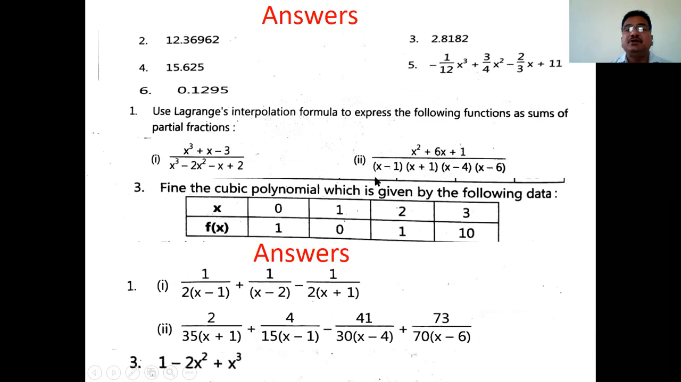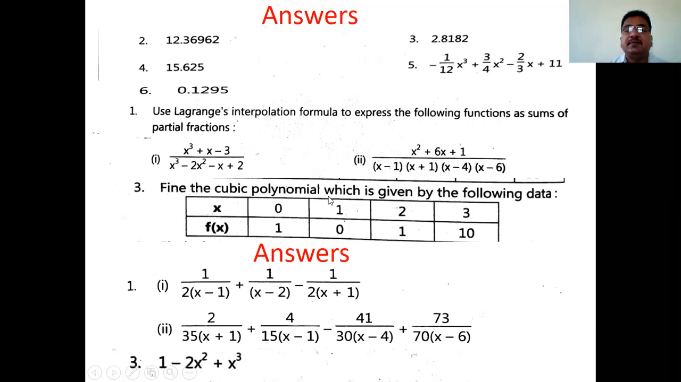Then the problems of partial fractions. Here the factors of the denominator are given, but here the factors are not given. So factorize this denominator by using synthetic division, and we have to find the partial fractions. In this problem, f(x) is this, and what are the values of x? 1, -1, 4 and 6. So the table is what? The values of x in the first row are 1, -1, 4 and 6. Use Lagrange's interpolation formula to obtain the partial fractions, and the answers are given here.